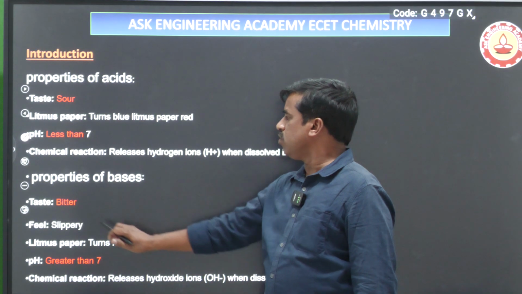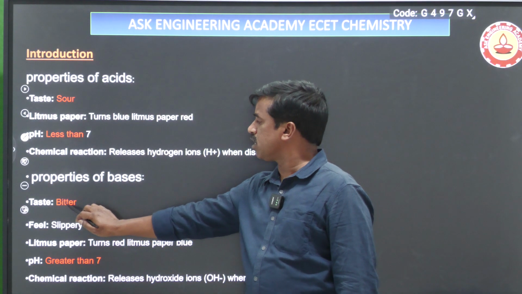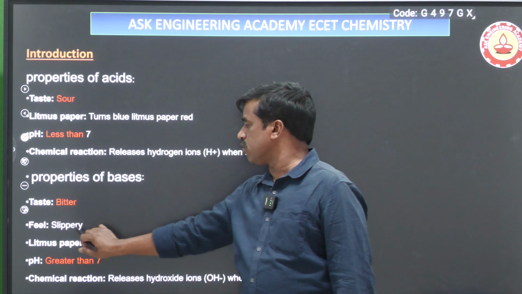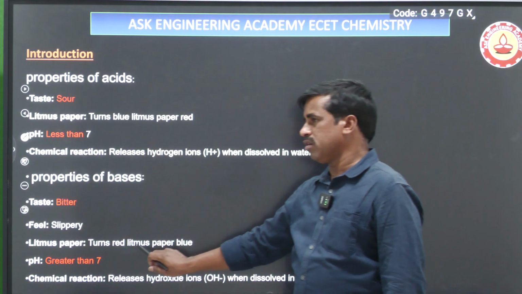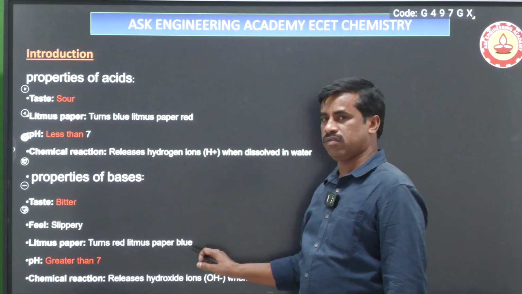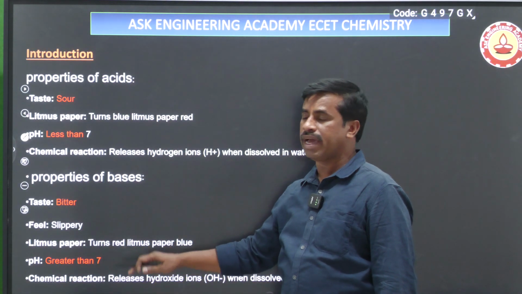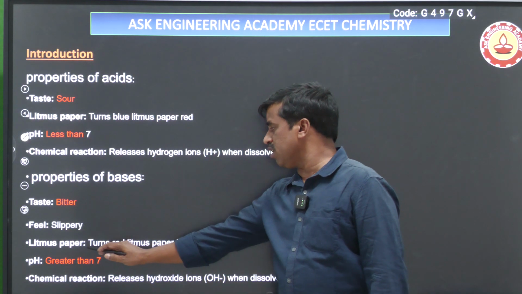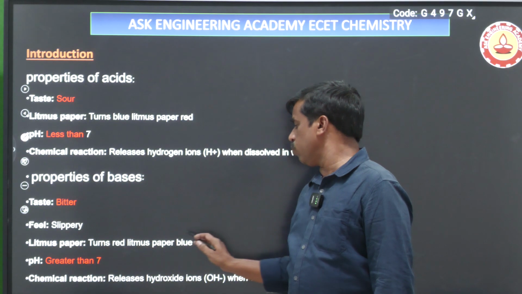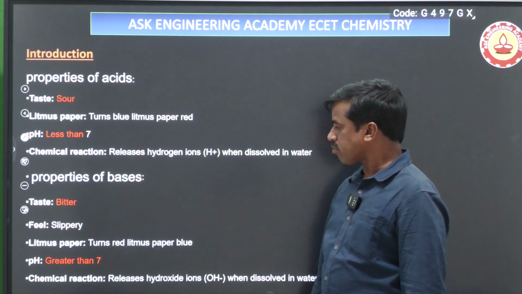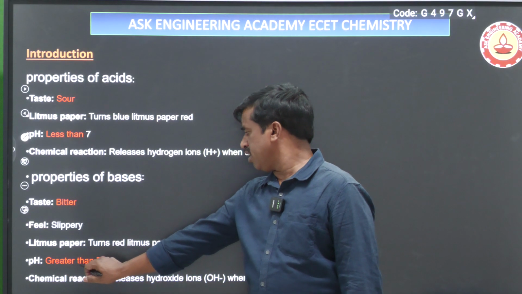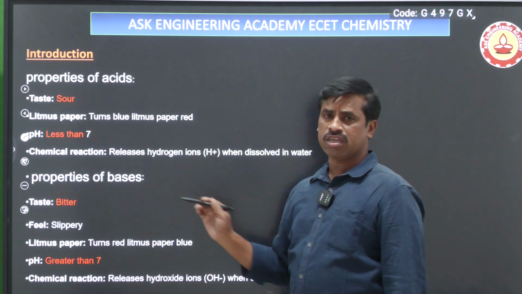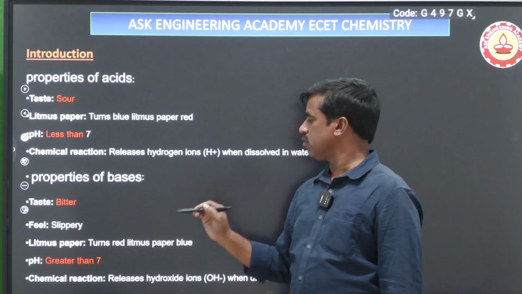Now properties of bases. Bases are bitter to taste and feel slippery, and litmus paper turns red litmus to blue litmus. This is exactly opposite to acids. Acids convert blue litmus to red litmus, but in bases litmus paper turns red to blue. Here pH is greater than 7, which means more than 7. Whatever the chemical substances are, they behave as basic substances.